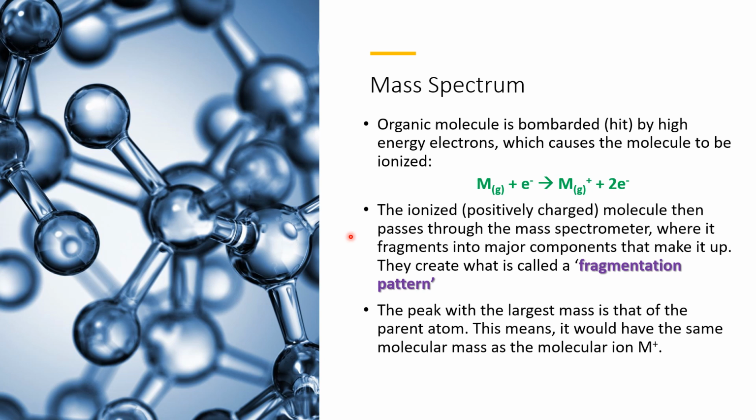So if you have a whole molecule, then it just fragments into smaller bits, and each bit is going to basically absorb at a specific region in the mass spec, which is what I'm going to show you in a minute. And this is called the fragmentation pattern. The peak with the largest mass is that of the parent atom. So the last one that you see in the mass spec is going to be the molar mass of your molecule. And each time you go to the left of it, you're basically removing a component from the parent atom or the parent molecule.